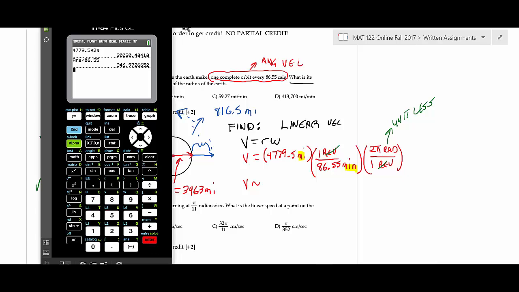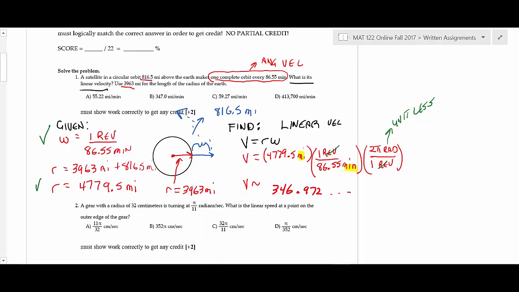It looks like I'm getting approximately 346.972, and then some other decimals. I think we're only going to round that to the whole number. So it looks like the closest answer choice would be B. And again, that's going to be in miles per hour. So that's how you want to do that problem.